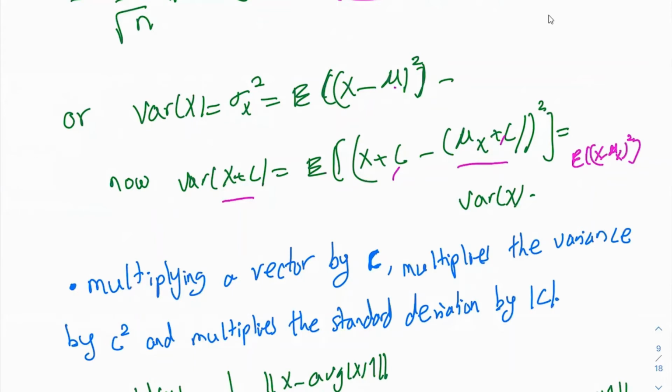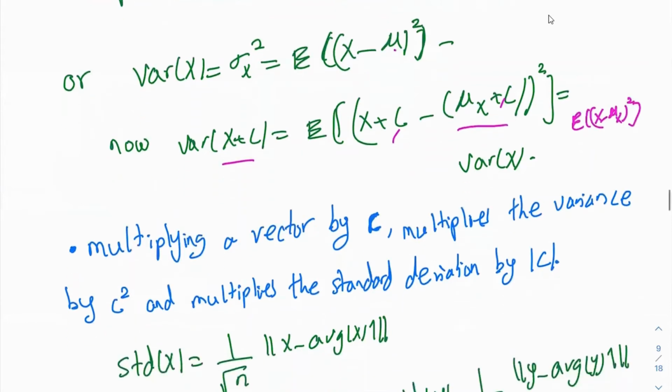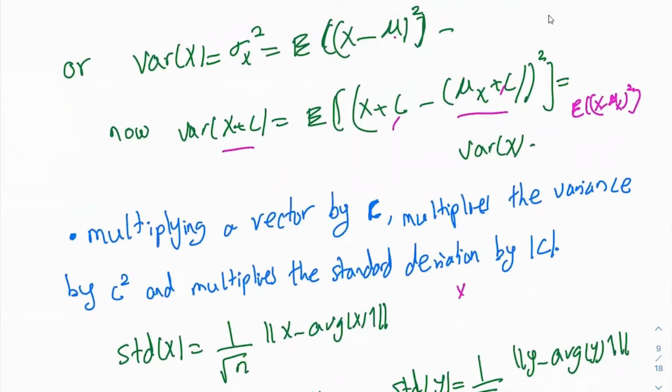Now, what if we multiply a vector by c? We multiply the variance by c squared and multiply the standard deviation by the absolute value of c. What would happen to the mean? Before that, what would happen to the mean if I have a vector x and I multiply by c? What's going to be the mean, the average of cx?